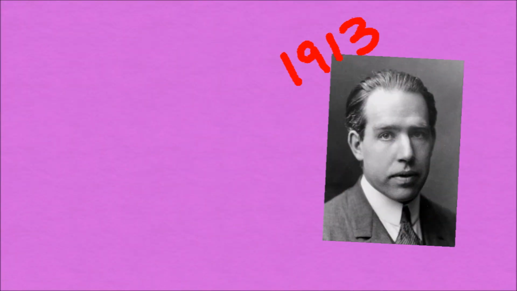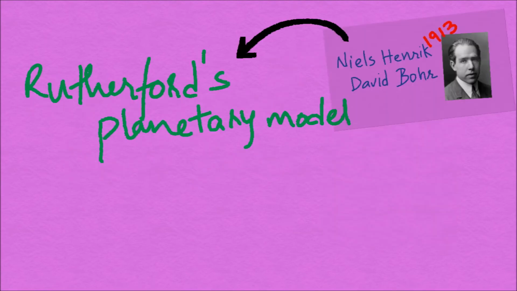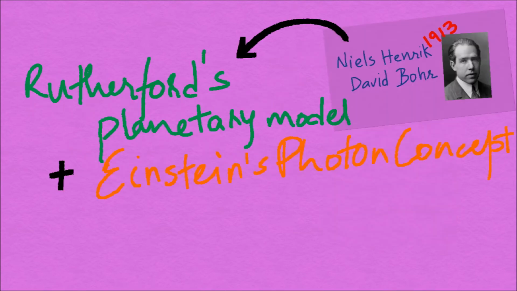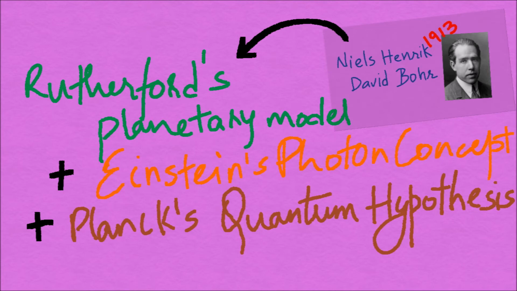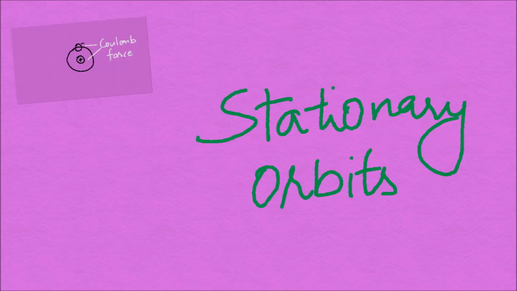In 1913, a Danish physicist, Niels Bohr, combined Rutherford's planetary model, Einstein's photon concept, and Planck's quantum hypothesis to propose a model for the hydrogen atom. He suggested that an electron in an atom moves in a circular orbit around the nucleus due to Coulomb force of attraction between them. The electron only revolves in certain allowed stable orbits around the nucleus, where it does not radiate energy. These orbits are called stationary orbits.